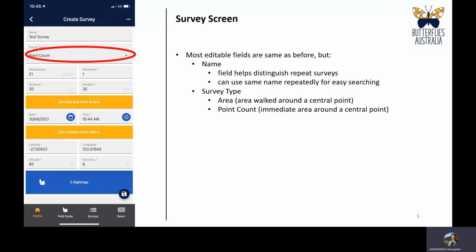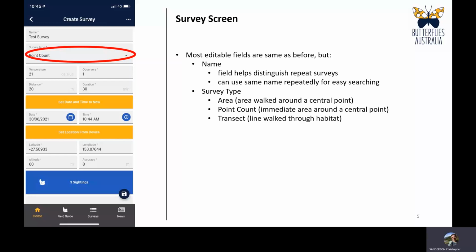Point count, which is generally just the immediate area around where you're standing. That's for areas where you might be quite restricted in how far you can move, like a forest clearing or a tree fall gap in a rainforest. Your garden, the very top of a hill or a mountain. These are the sorts of places that a point count might be more appropriate than an area search. And then finally, a transect, which is just a line walked through a habitat.